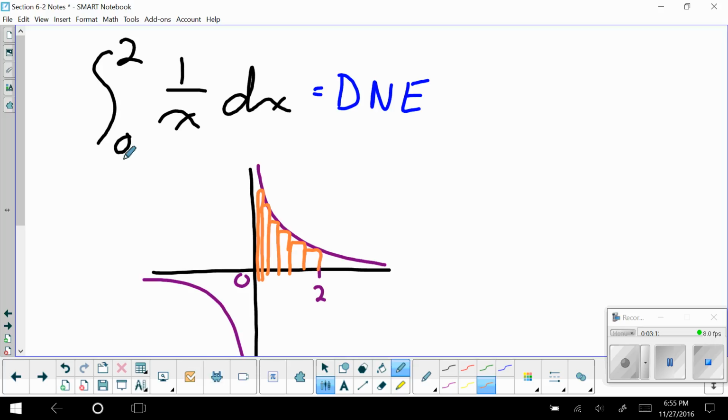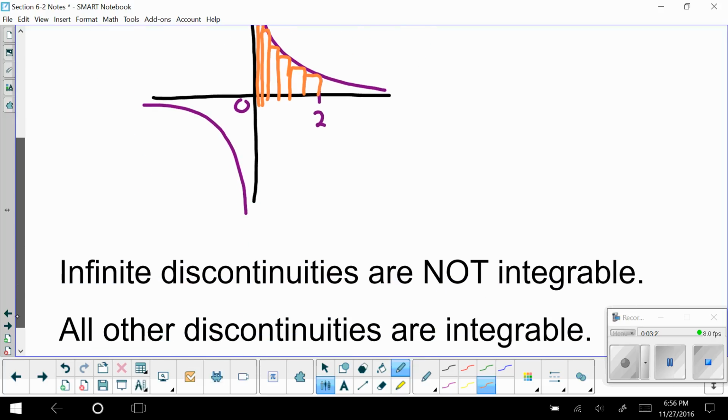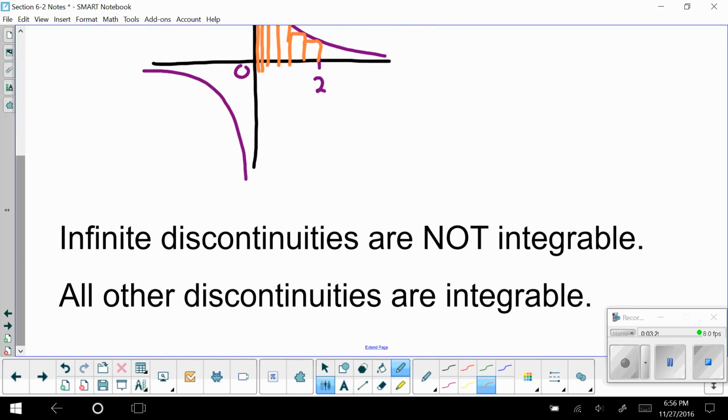If I had said my limits of integration were from 1 to 2, where the vertical asymptote isn't between them, then I would still be able to find it because it would be continuous from 1 to 2. But because of the vertical asymptote, I can't find that integral. And it's kind of the rule of thumb here. The infinite discontinuities, in other words, the vertical asymptotes, are not integrable. But every other discontinuity, we can go ahead and integrate over. It's not going to hurt anything.